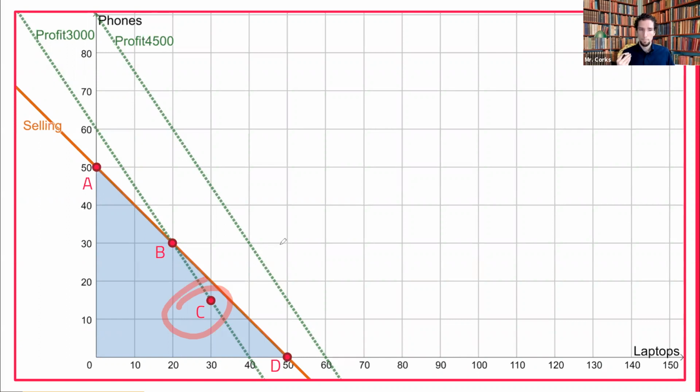Because it's not even on the constraint line. So it's not the maximum number that can be sold. Okay, so in this case, it's the number that we have time to sell. So we haven't even pushed all of our inputs, like the time available to do this.